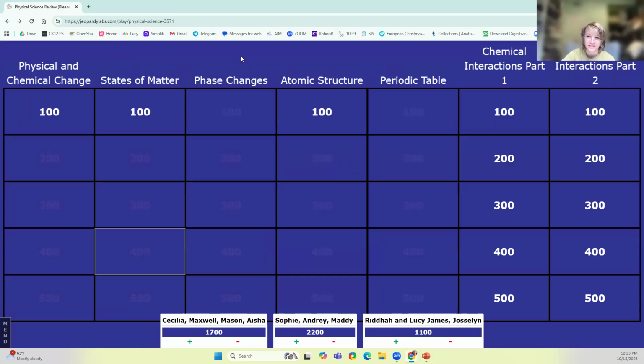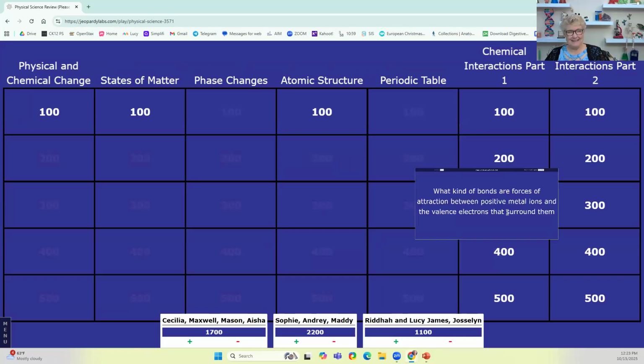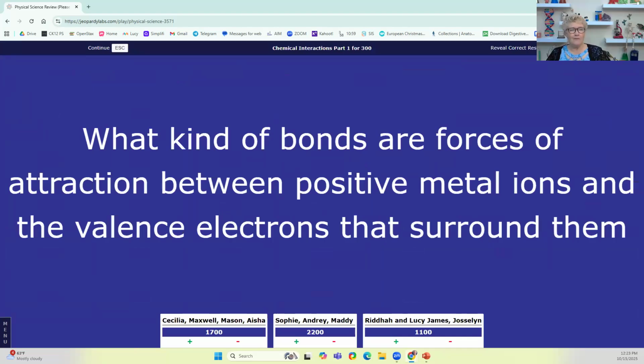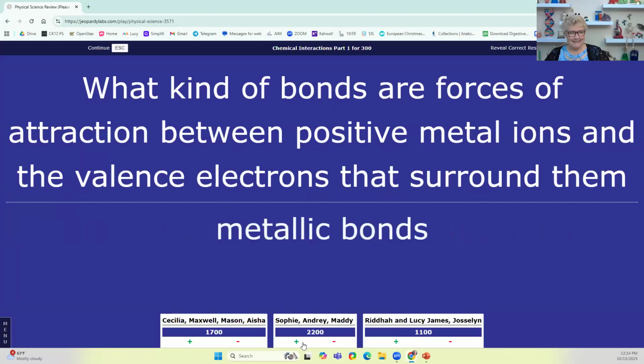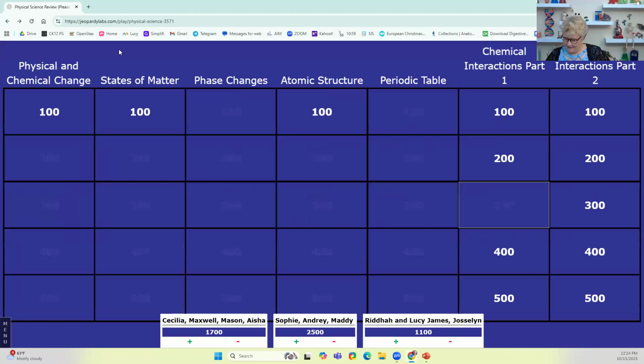Chemical interactions part 1, 300. What kind of bonds are forces of attraction between positive metal ions and the valence electrons that surround them? What kind of bond? Positive metal ions and the electrons around those ions. Sophie. Metallic bonds. Yeah, it's a metallic bond. Very good, Sophie. All right, now it is Lucy James.